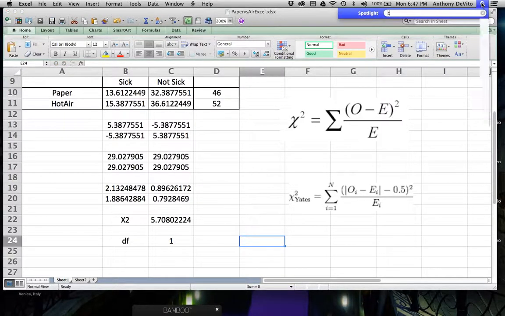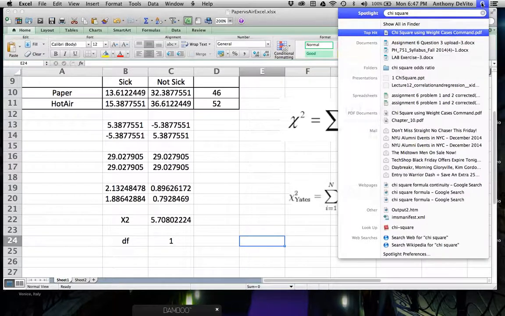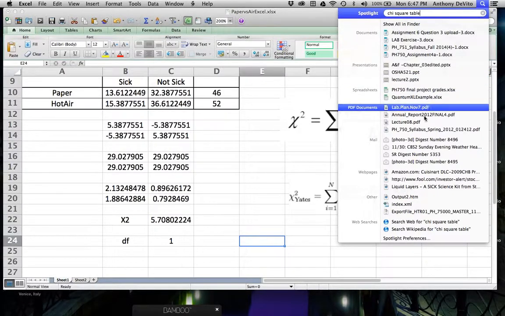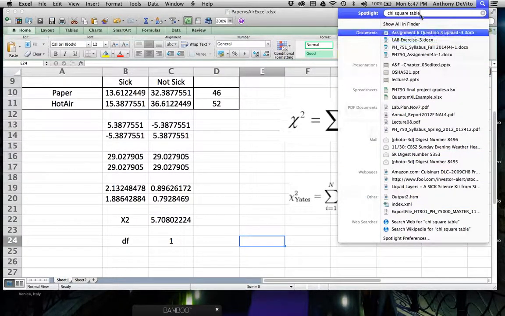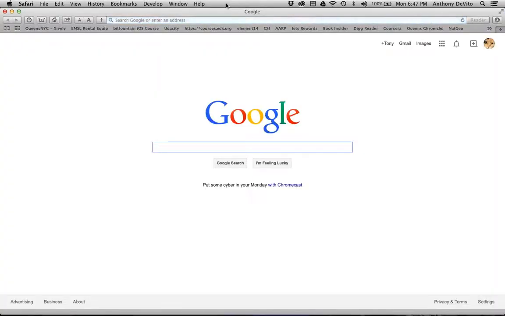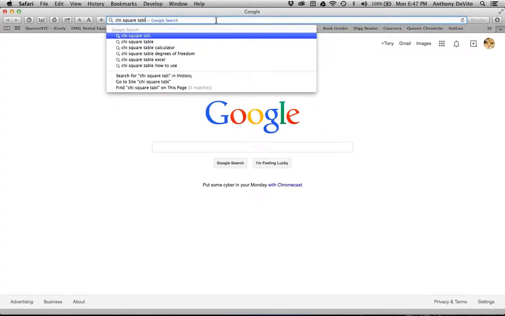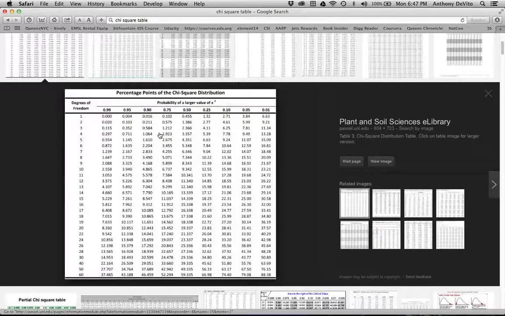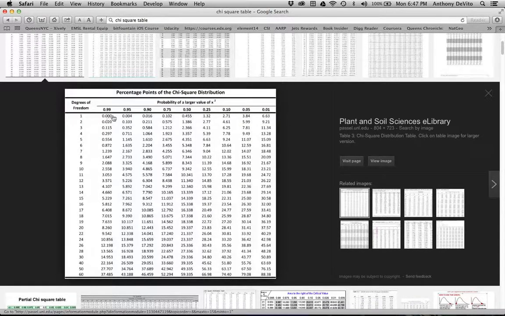So I'm going to look up a chi-square table. I should be able to find it here pretty quickly, I hope. If I can't, I can find it online. Here we go, here's our chi-square table. Degrees of freedom, and for a probability of a larger chi-square value, in other words, probability of a type 1 error, 0.05, the critical chi-square value we need to exceed is 3.84.